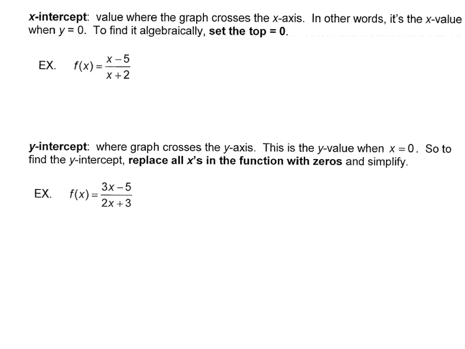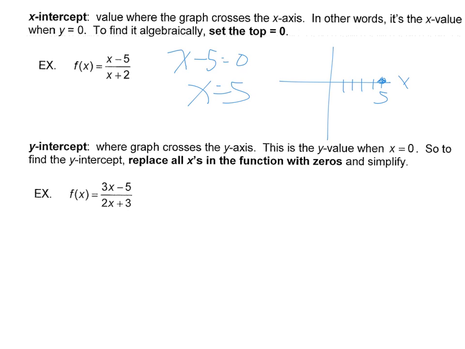The first thing we want to identify are x-intercepts. These are where the graph crosses the x-axis. So to find it algebraically, we're going to set the top of our function, the numerator, equal to 0. So for this first one, x minus 5 equals 0, so x equals 5. So that means on the x-axis, I know that the graph is going to cross at 5, so there will be a dot there.